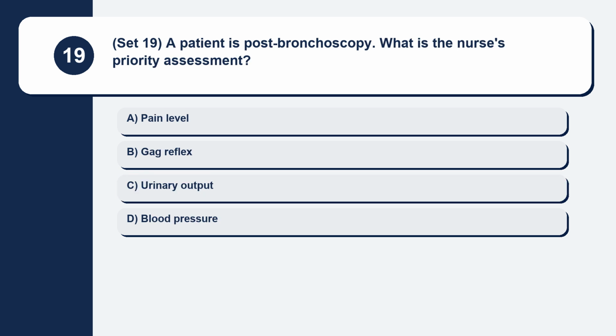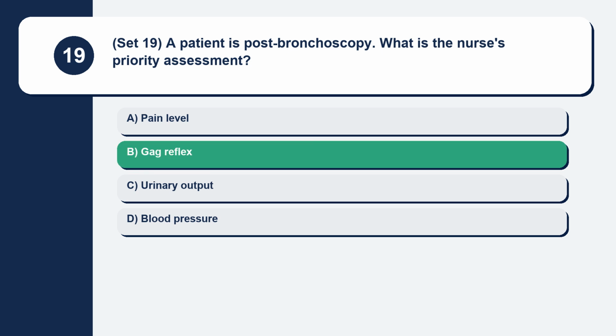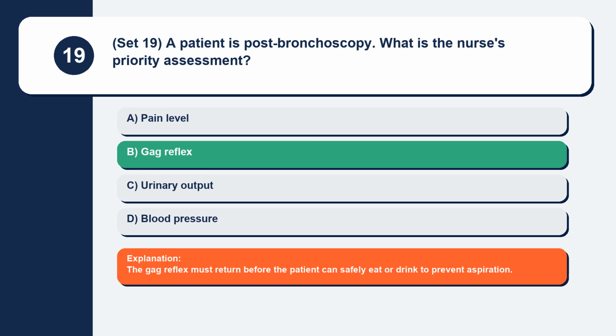Question 19. Set 19. A patient is post-bronchoscopy. What is the nurse's priority assessment? Pain level, gag reflex, urinary output, blood pressure. The gag reflex must return before the patient can safely eat or drink to prevent aspiration.